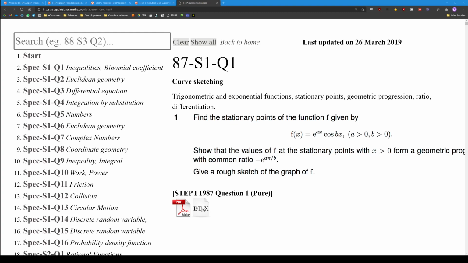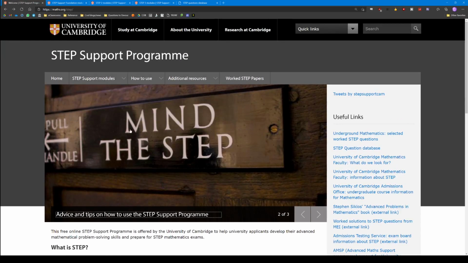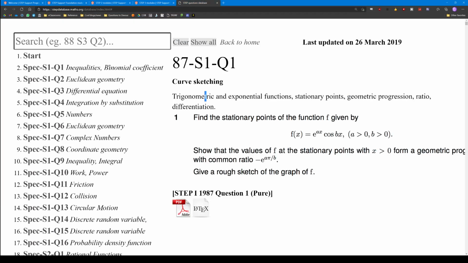And so if you have problems with a particular step question, or if you have problems doing these step 1 questions from the get-go, I suggest that you go to this website, the University of Cambridge's maths.org/step. The other website is the Step Questions Database. If you just search on Google Step Questions Database, you will find it. It's also at the maths.org domain.